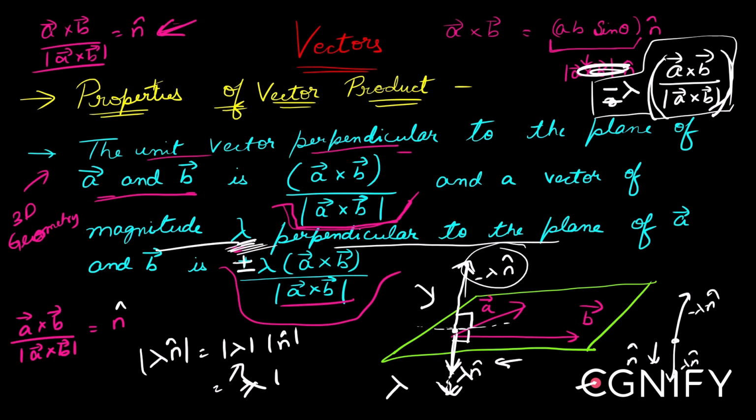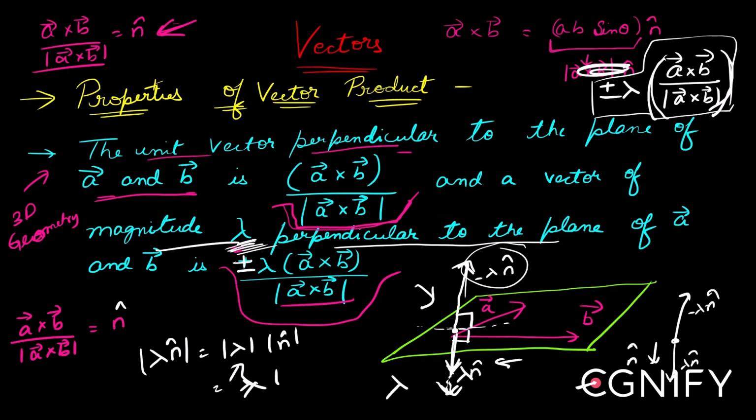But if you want a downward vector of magnitude lambda, you will take a plus lambda into this. And if your direction is not specified, whether it's upward or downward, and only what's specified is that it has to be of magnitude lambda and perpendicular to A and B, then you can take both plus or minus. You will get two vectors, right?